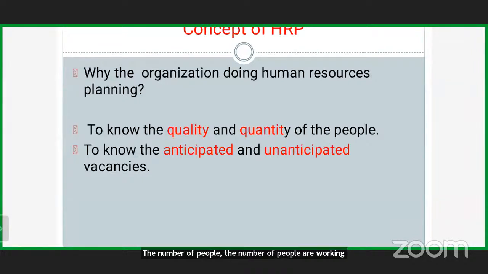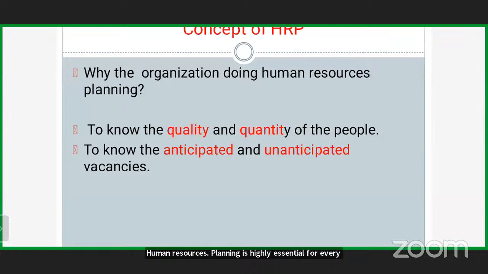It means, suppose in our organization 1,000 people are working, or 500 people, or 100 people are working. Now presently, for those 1,000 or 500 or 100 people working in the organization, what are the qualification, the experience, the knowledge, the level of skills and ability people are holding? Whether it is sufficient for our organization or not. To analyze this factor, human resource planning is highly essential for every organization, right?